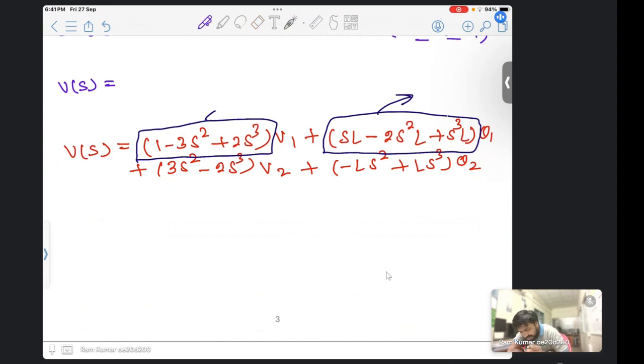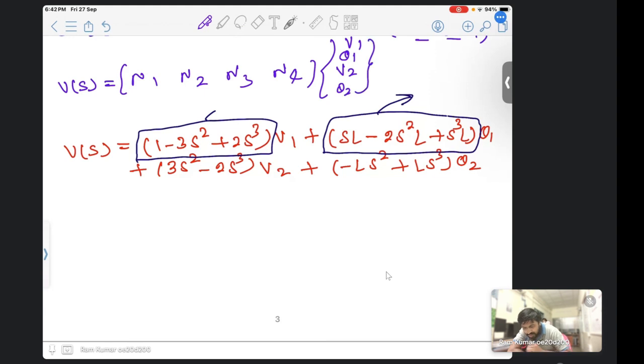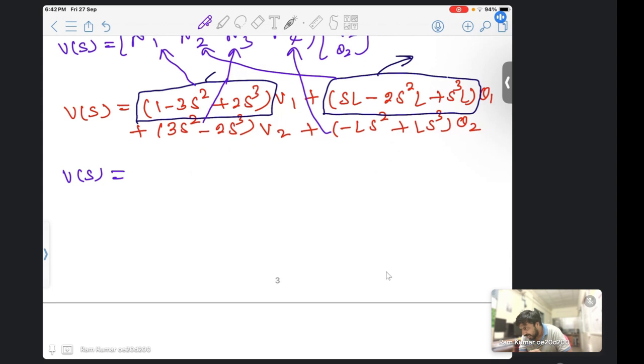So I will write in terms of shape function: N1, N2, N3, N4, then v1, theta 1, v2, theta 2. So this is our N1, N2, N3. Sorry, this is our N3, and this will be our N4. So in simple form, how can we write v, the displacement in the vertical direction?